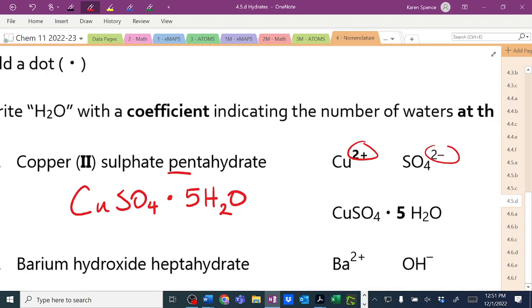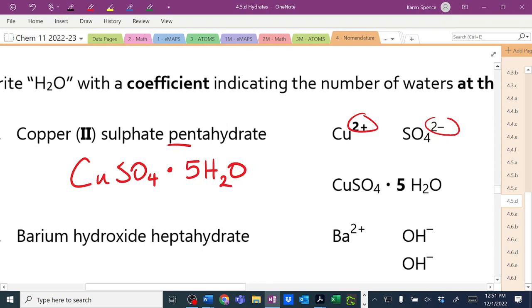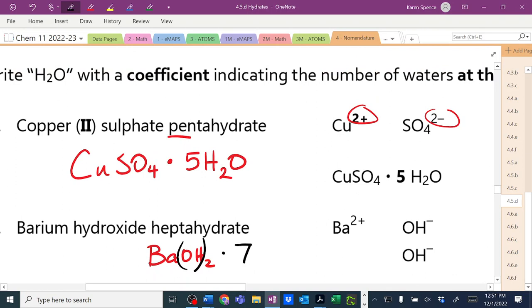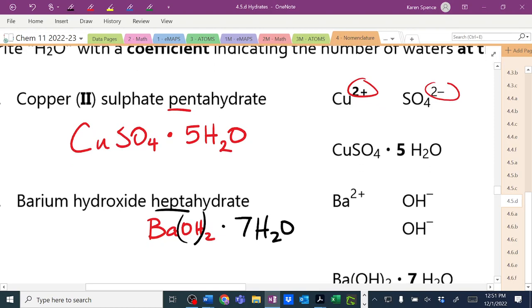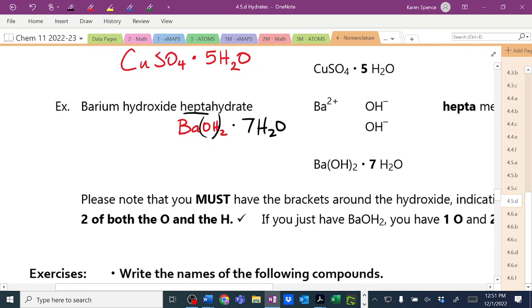Do you know why I have barium hydroxide as an example? There's a really common mistake people do when they have barium hydroxide. They forget to show the brackets. I see this very often, BaOH2, okay? You absolutely need to have the brackets, otherwise you only have 2 of the hydrogen, not 2 of the oxygen as well. And this is heptahydrate, so we would have 7 waters. Okay, and then there's practice on these.